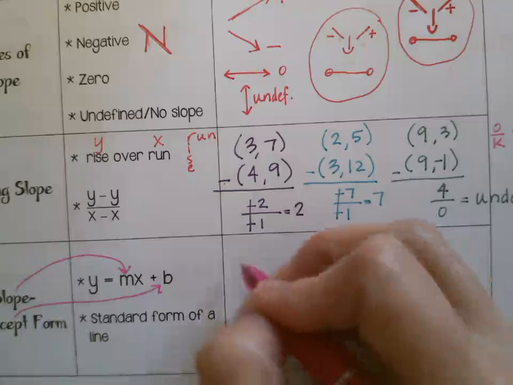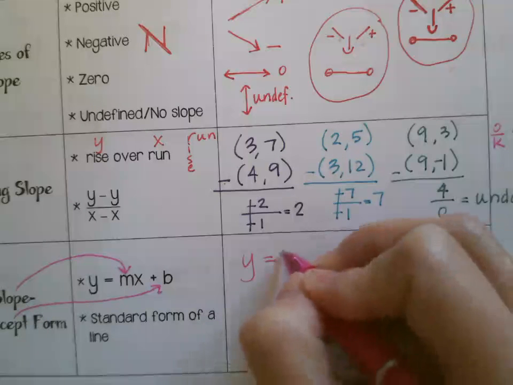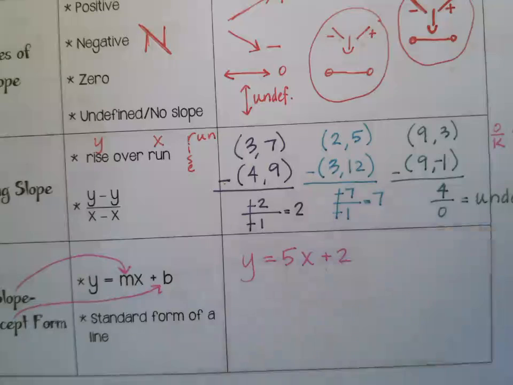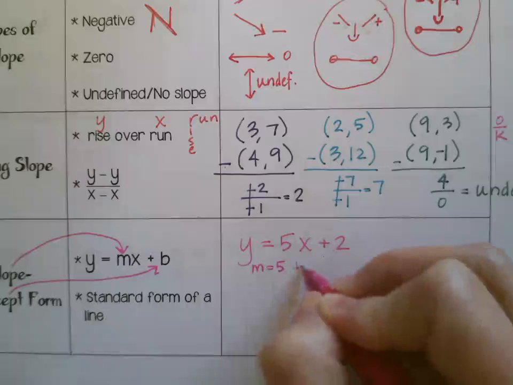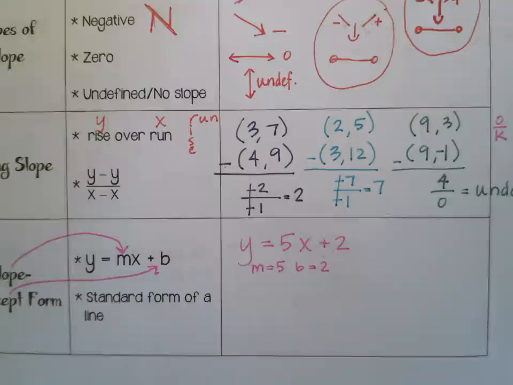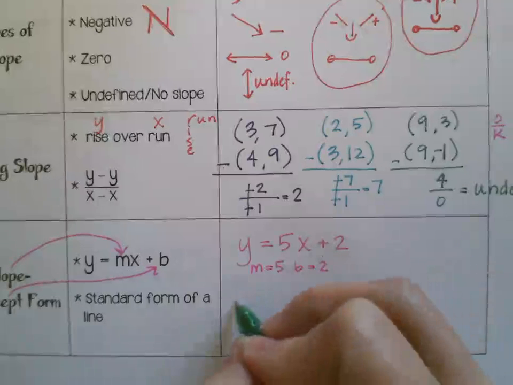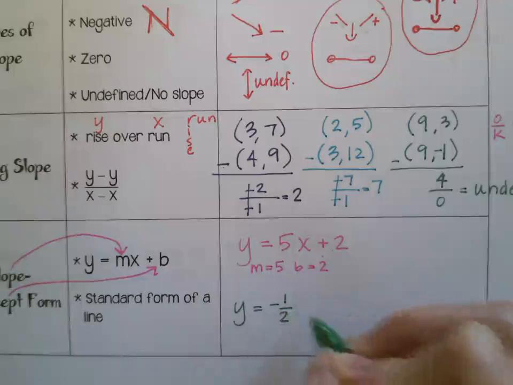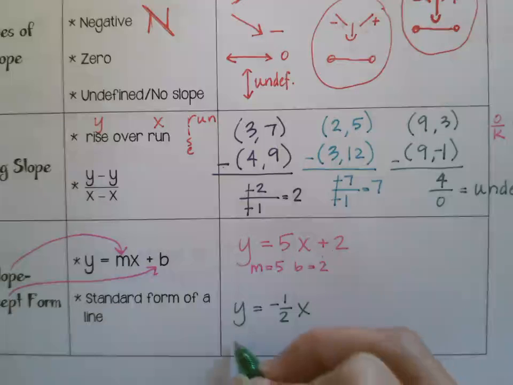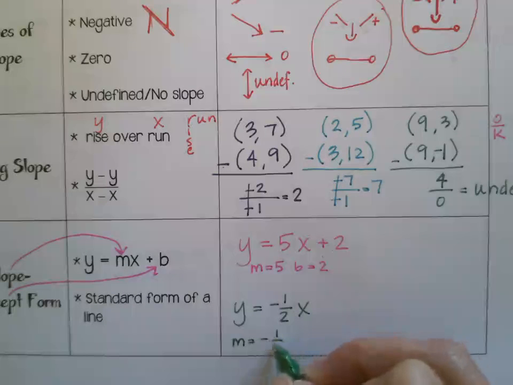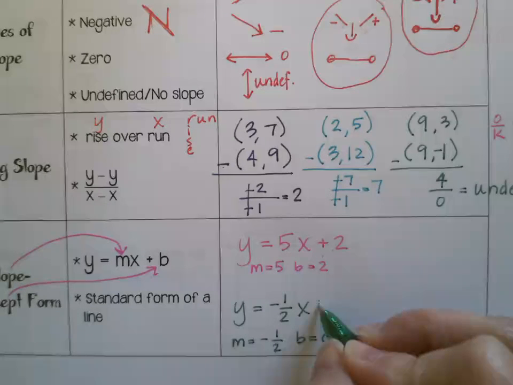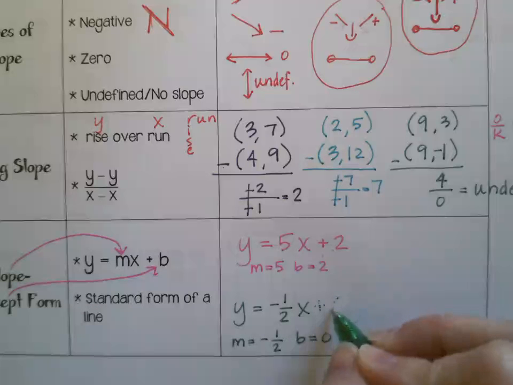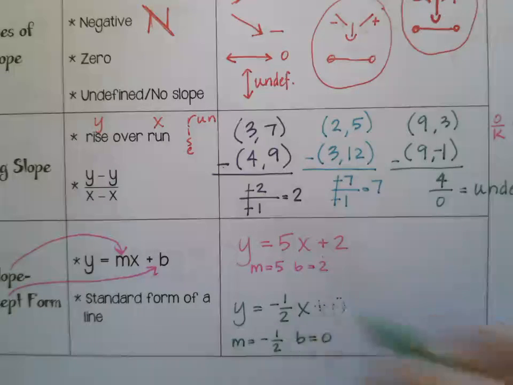So what happens is if we look at y equals 5x plus 2, I can tell by looking at this that the slope of this line is 5 and the y-intercept is 2. Okay? If I had y equals -1/2 x, I can look at this and tell that the slope is -1/2 and the y-intercept is 0 because there's nothing there. So that's like a plus 0 in disguise.